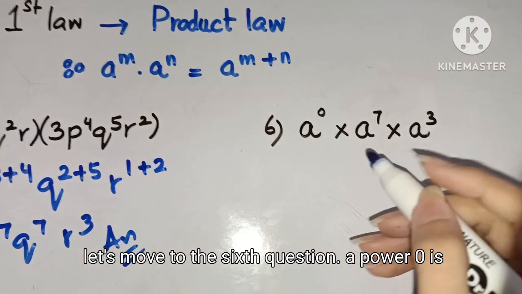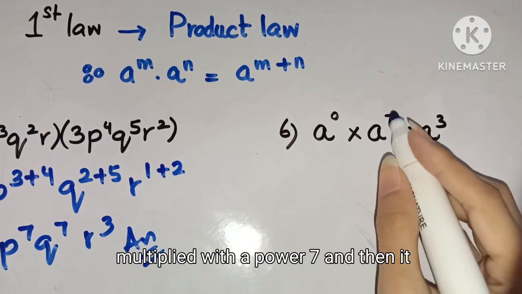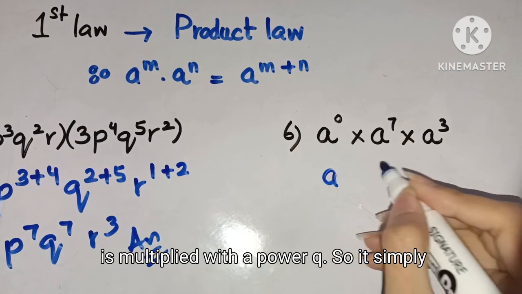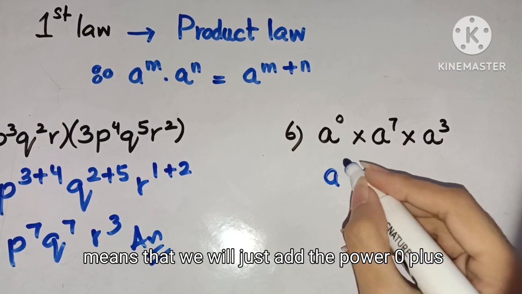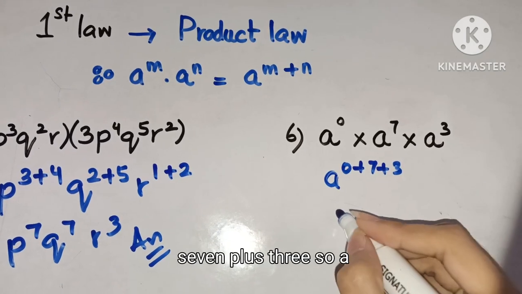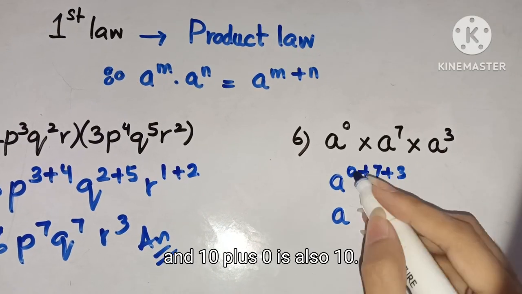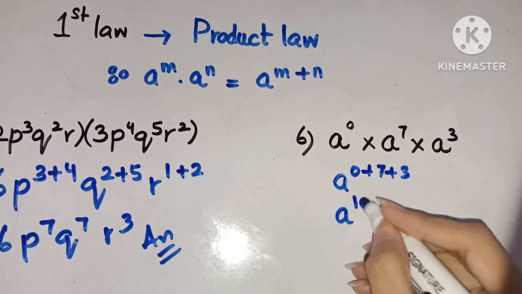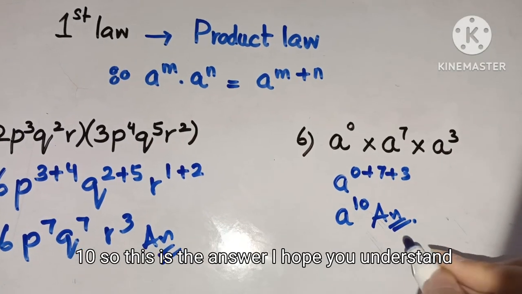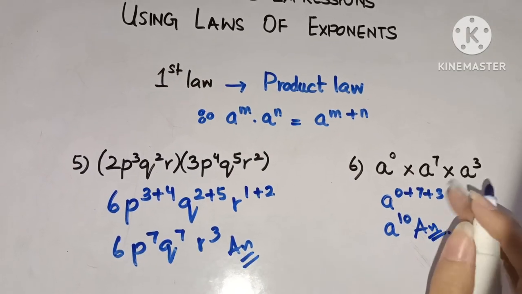Now let's move to the sixth question. a power 0 is multiplied with a power 7 and then it is multiplied with a power 3. So it simply means that we will just add the powers, 0 plus 7 plus 3. So a power 7 plus 3 is 10 and 10 plus 0 is also 10. So it has a power of a 10. So this is the answer. I hope you understand the first law, the product law of exponent.